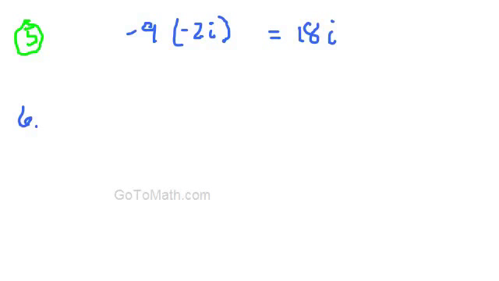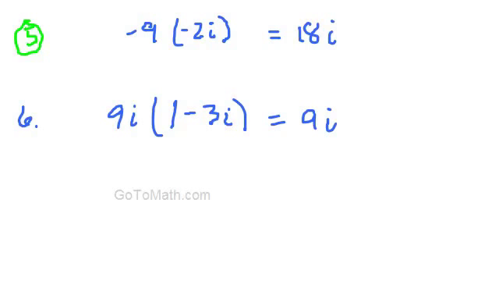All right, let's look at 6. No need in changing colors, I don't believe. So 9i times 1 minus 3i. This is going to be equal to, so distribute this 9i across. So 9i times 1 is just 9i. And then 9i times negative 3i is negative 27i, and i times i is just i squared.